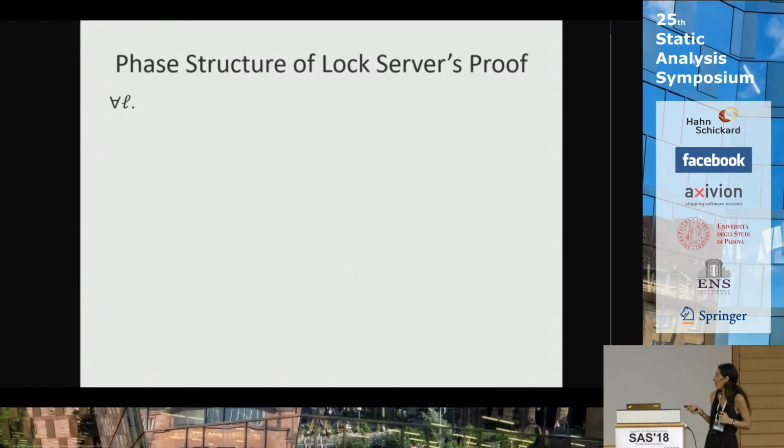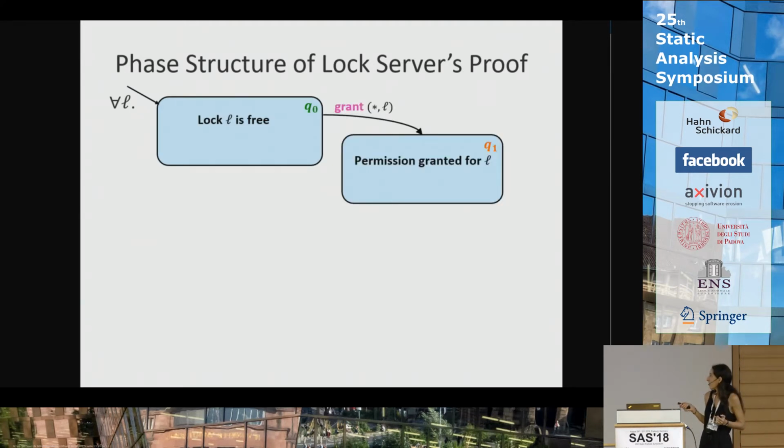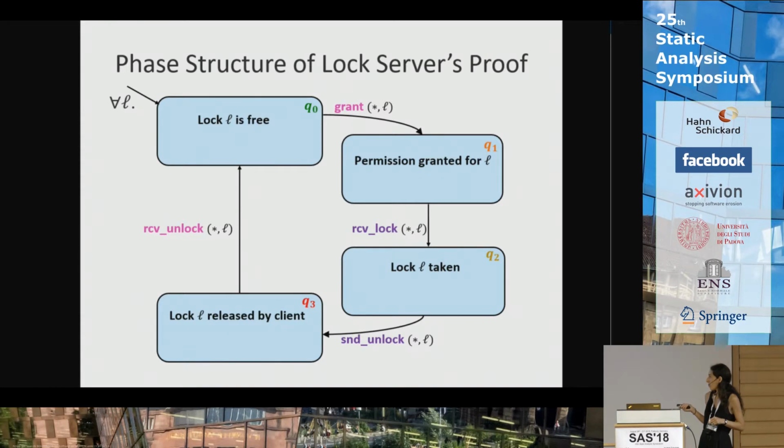So if I look at some lock, it's for every lock, but let's think of an arbitrary lock, then we know that initially in the protocol the lock is free. Then, when a grant action is performed, the permission to this lock is granted to the lock L. Then, when the receive lock action is performed, the lock is taken. Then we have send unlock, where the lock is released, and receive unlock that brings us back here. So the protocol from the perspective of the lock goes through these phases, and the changes in the phases are by these actions on the edges.